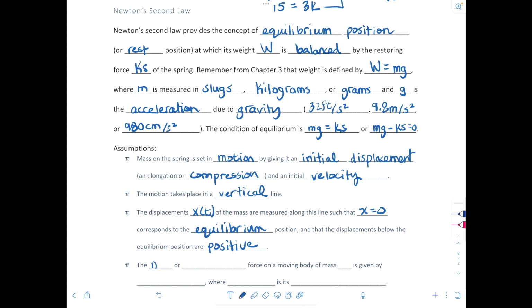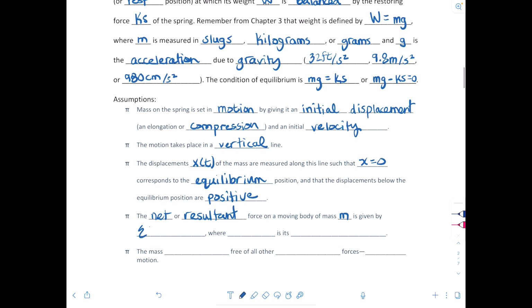The net or resultant force on a moving body of mass m, given by the summation of all these forces, is equal to m times a, where a, equal to the second derivative of x with respect to t, is its acceleration.